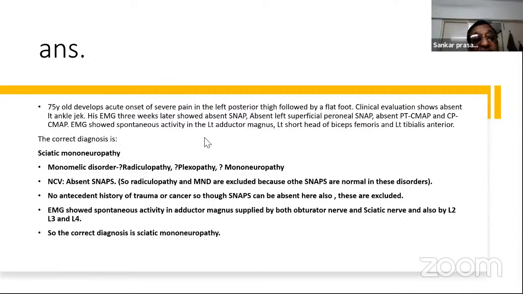So, in this man, we have decided between a motor neuron disorder, radiculopathy, plexopathy and mononeuropathy. Absent SNAPs: radiculopathy and motor neuron disease are excluded because the SNAPs would be normal. No antecedent history of trauma or cancer, so though SNAPs are absent here also, plexopathy is excluded. EMG showed spontaneous activity in the adductor magnus, supplied by both the obturator nerve and the sciatic nerve, also by L2, L3 and L4. So the correct diagnosis is sciatic mononeuropathy. Adductor magnus has a dual supply.